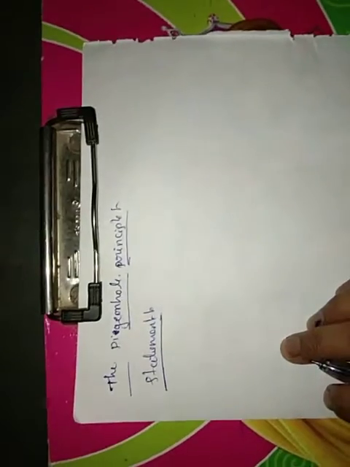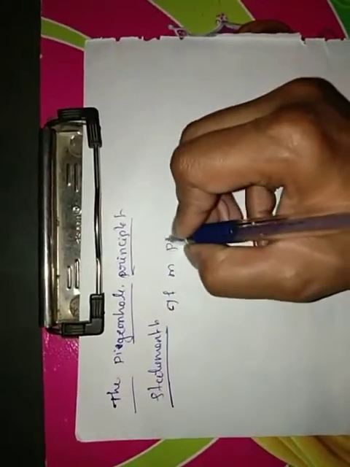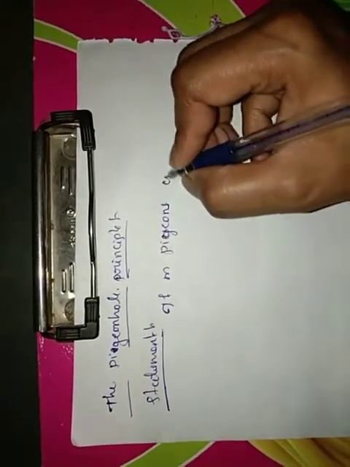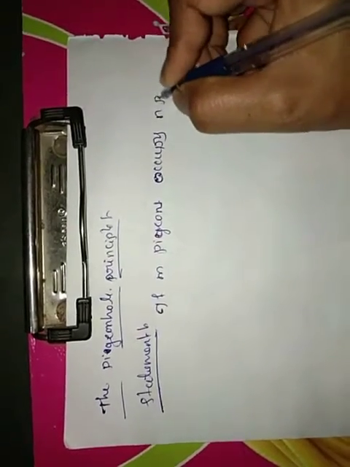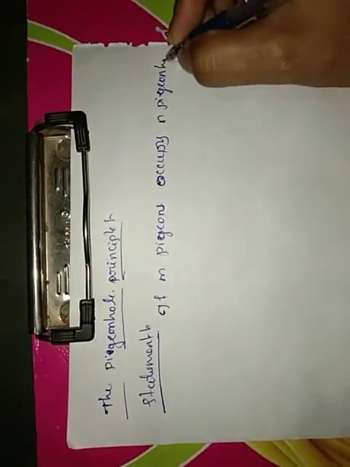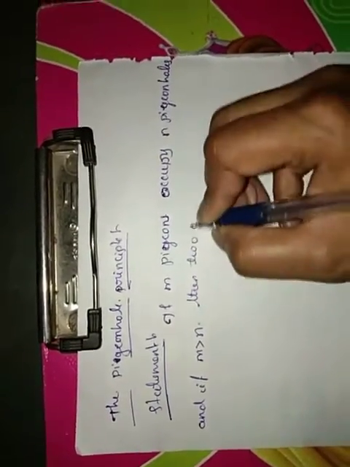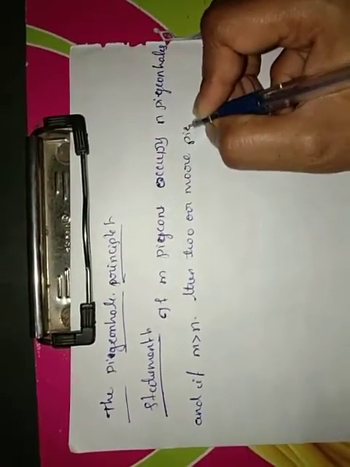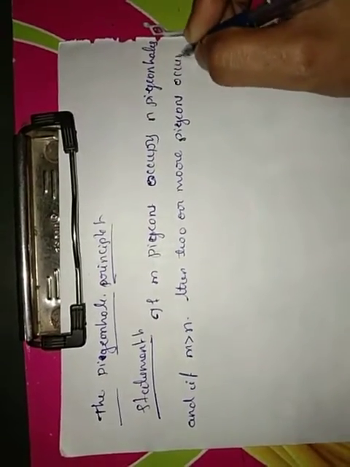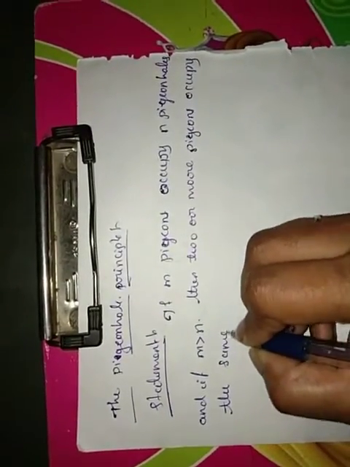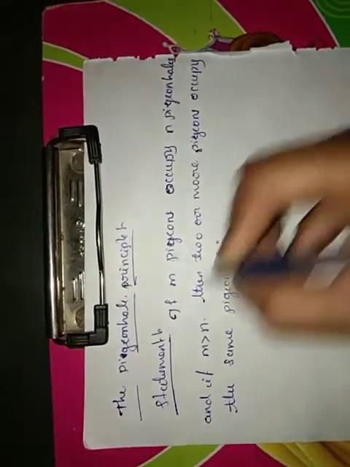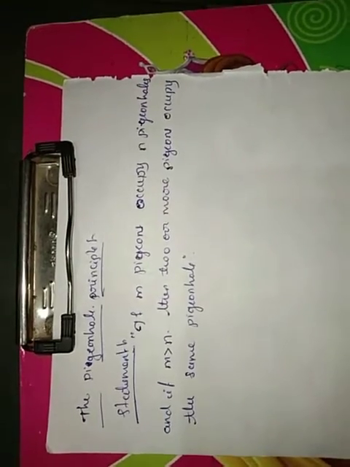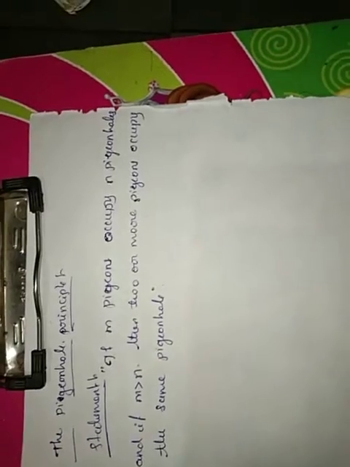This principle states that, you can take it as a statement: if m pigeons occupy n pigeonholes, and if m is greater than n, then two or more pigeons occupy the same pigeonhole.